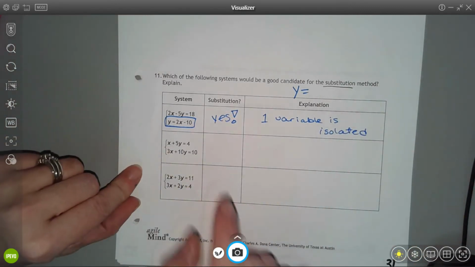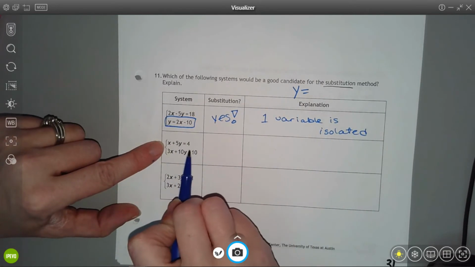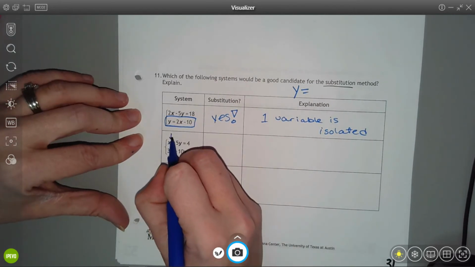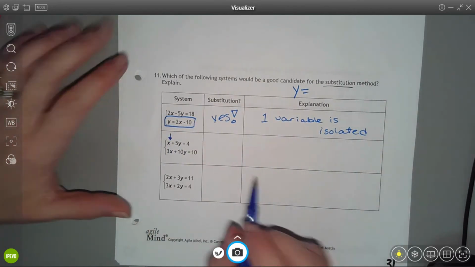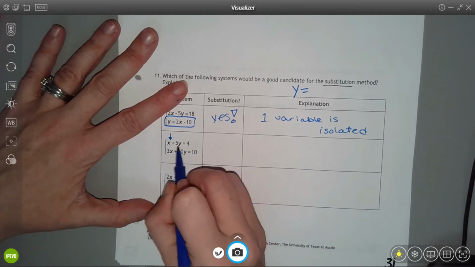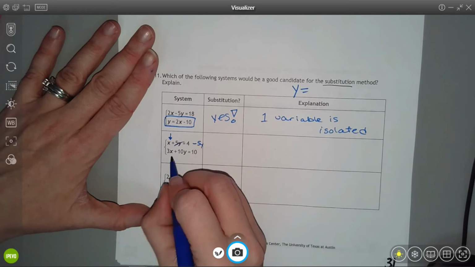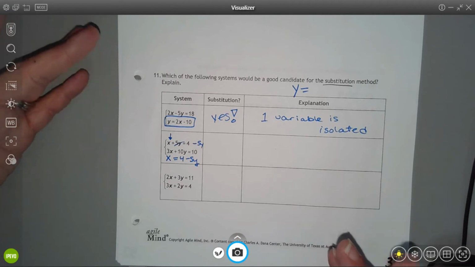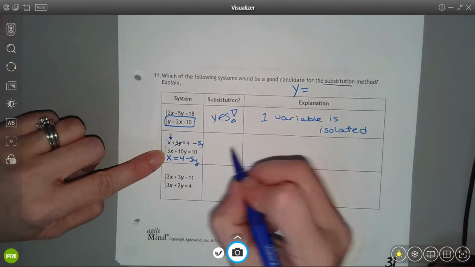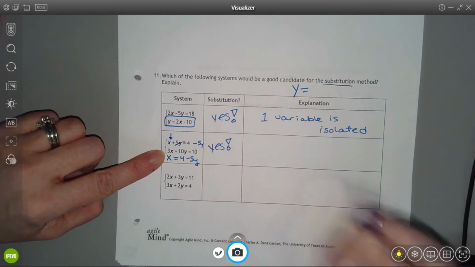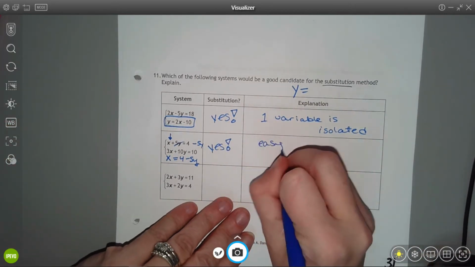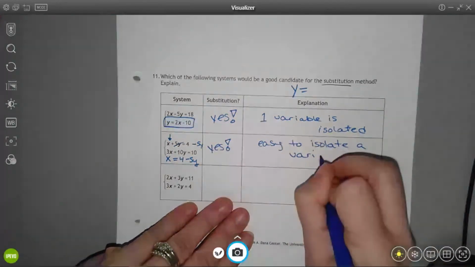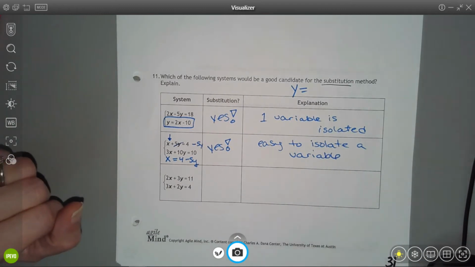Looking at this one, would I use substitution? No variable is isolated. However, if you look at this first equation, it would be pretty simple to get that by itself. All we'd have to do is say minus 5y on the other side, and we would have that x equals 4 minus 5y. So would it be my first choice? No. However, was it easy to do? Yes. So I'm going to go ahead and say, yes, we would use substitution. Why? Because it was easy to isolate a variable. It was quick. We like quick, right? You guys all want the short steps.